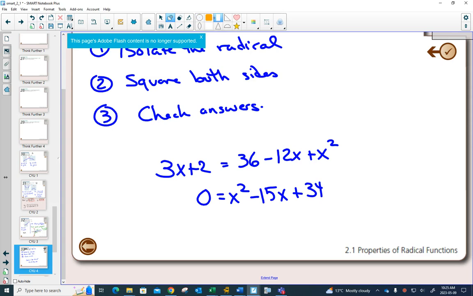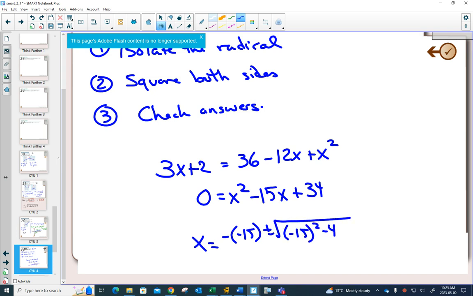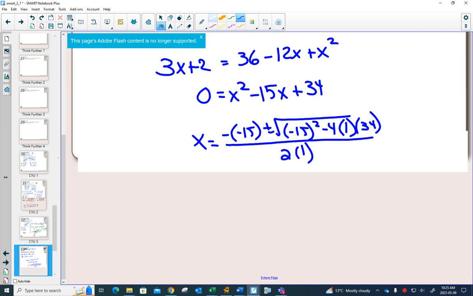And unfortunately in this question, which was hinted at in the original question where it says solve to the nearest thousandth, this means this does not factor. We would have to use our quadratic formula, negative b plus or minus the square root of b squared minus 4 times a times c, over 2 times a, and go from there.